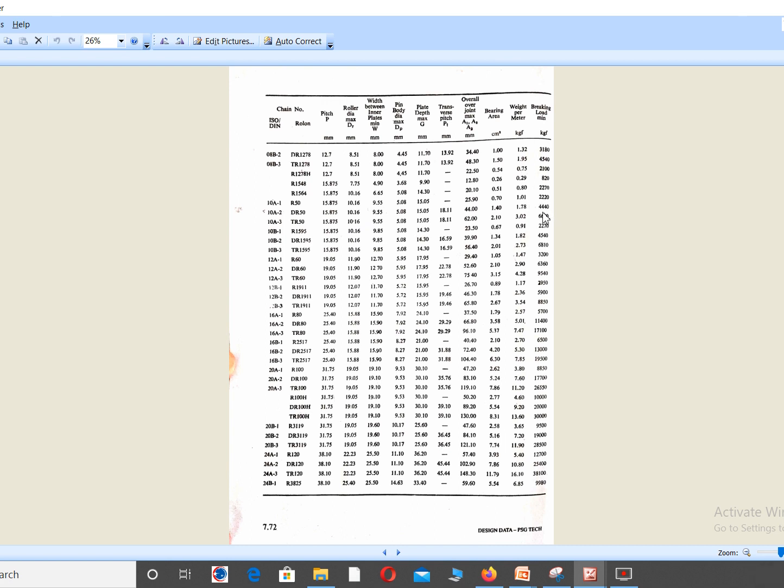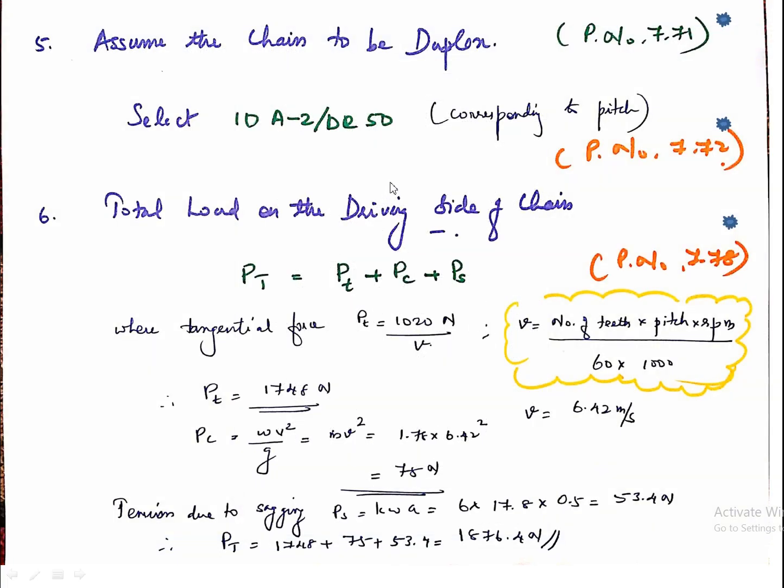Maximum breaking load, all these things we will take, and the bearing area, you can see the bearing area 1.40 centimeter square, and all these are the values corresponding to this chain that we are going to select. So depending upon the pitch and the duplex condition, we are selecting the chain. The selected chain, as you can see, is 10A2 DR50. You can select any one. The only thing is that you must select either a duplex or a simplex chain, and the only thing you need to match is the pitch.